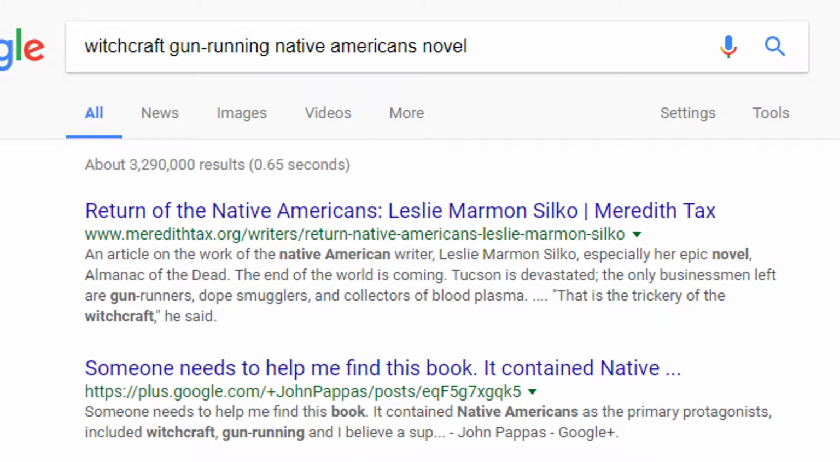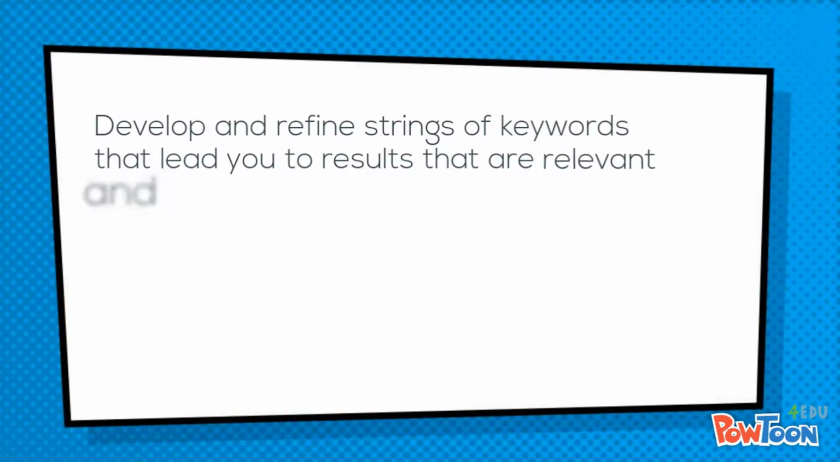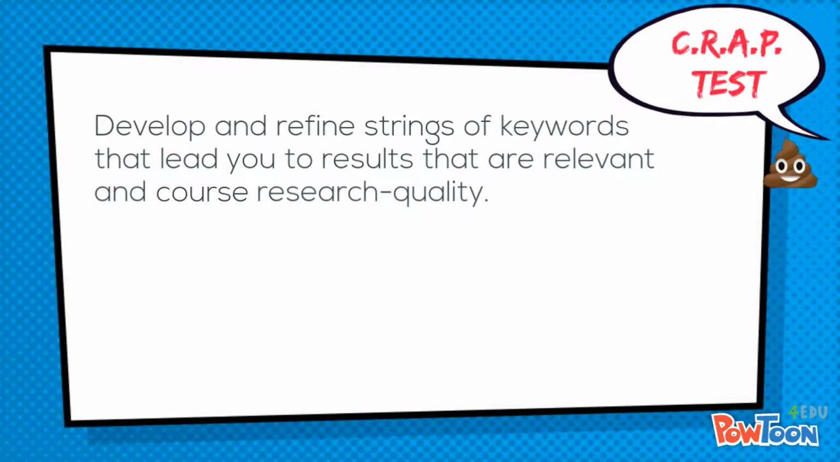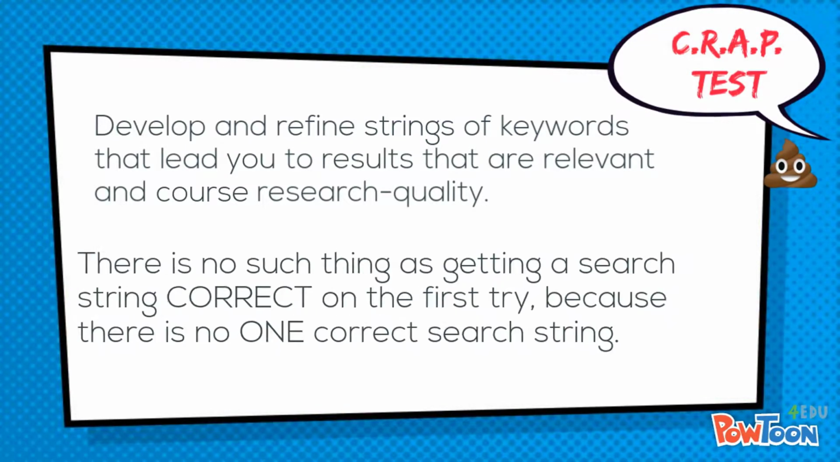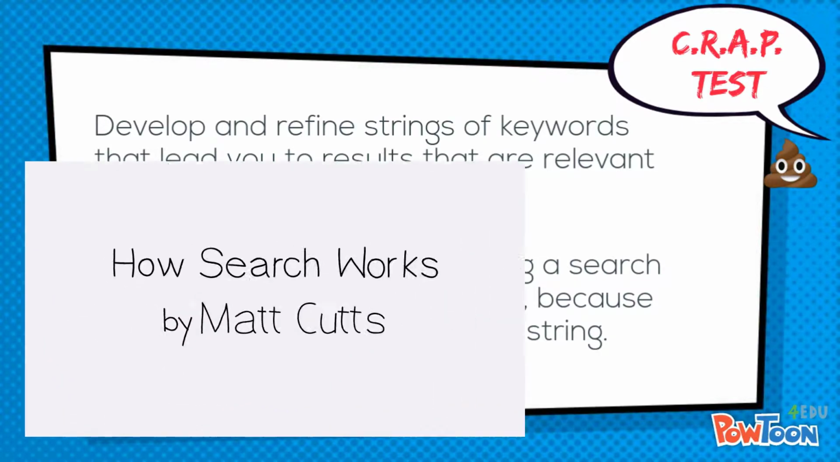This is probably the book that person was looking for, and using the keywords in the description, it really was pretty easy to find. Similarly, when searching, you'll want to develop and then refine strings of keywords that lead you to results that both seem relevant and, of course, are research quality. There is no such thing as getting a search string correct on the first try because there is no one correct search string. To understand this, it's important to know how search engines work a little bit, so let's have a little intermission from a Google search engineer.